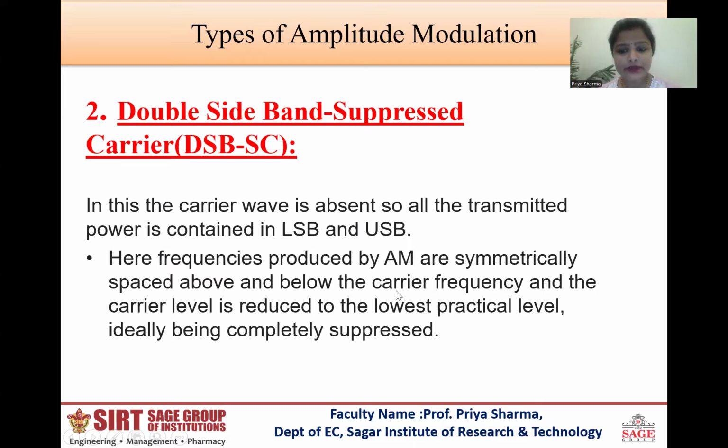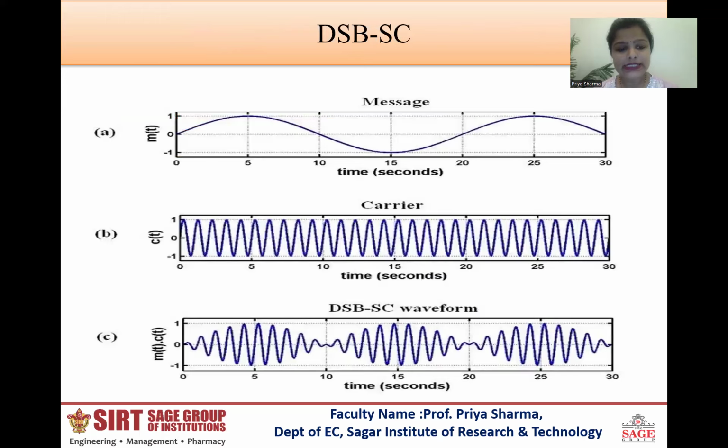Here, the frequencies produced by AM are symmetrically spaced above and below the carrier frequency, and the carrier signal is reduced to the lowest practical level, ideally being completely suppressed. This is the basic waveform. This is the message signal. This is the carrier signal. And this is how the DSB-SC waveform looks. As the carrier is suppressed, here it is almost zero.